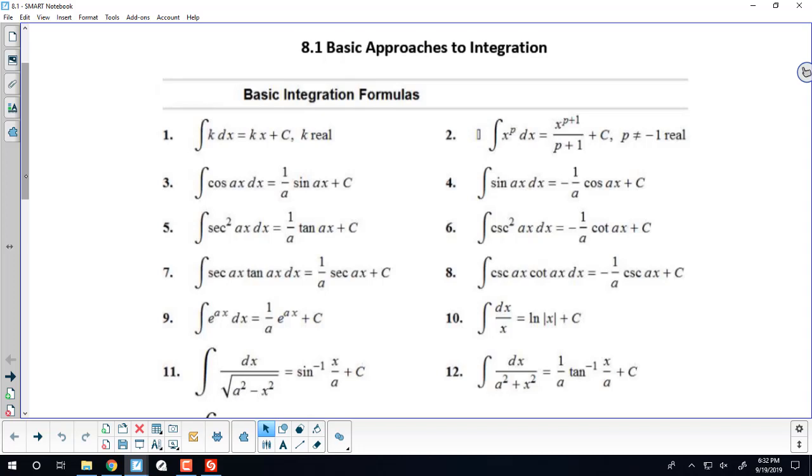And so 8.1 says basic approaches to integration. Really, in 8.1 we don't learn any new techniques. It's algebraic techniques to help us integrate. Some we've probably seen before, other techniques we probably haven't seen in a long time.